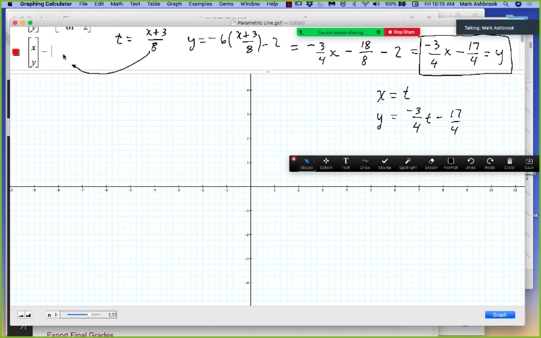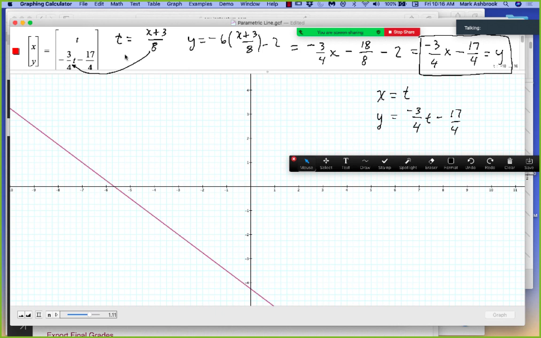So for these parametric functions, you're going to use the same thing you did before in GC to get a point, which was control 2. Control 2 represents a point or an ordered pair. And so that's what we're doing. We're specifying points as ordered pairs, each as a function of t. So now we're going to let x be t, and we're going to let y be negative 3/4 t minus 17 fourths. And lo and behold, we get the same graph.